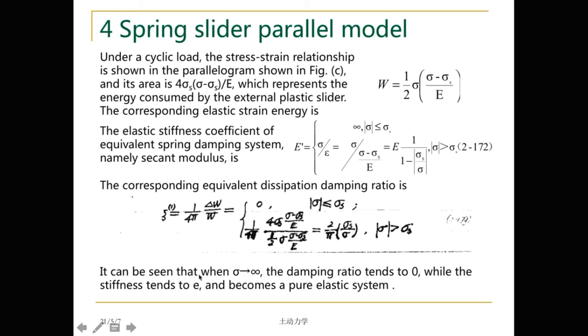It can be seen that when sigma tends to infinity, the damping ratio tends to 0, while the stiffness tends to E. The stiffness tends to E, and it becomes a pure elastic system.